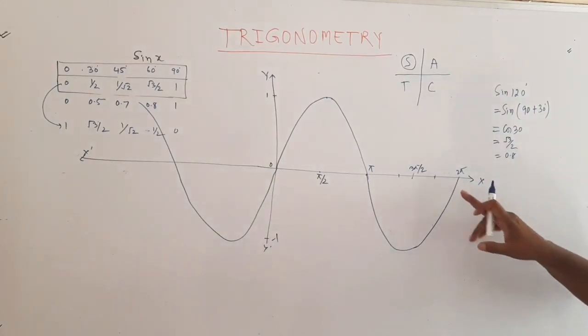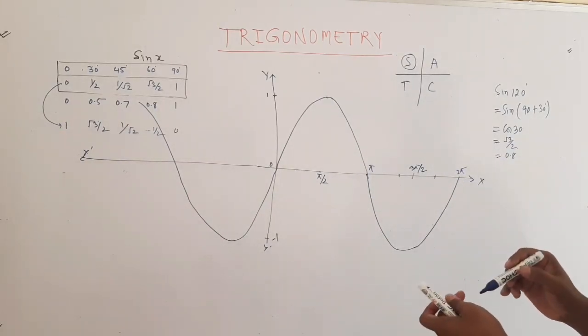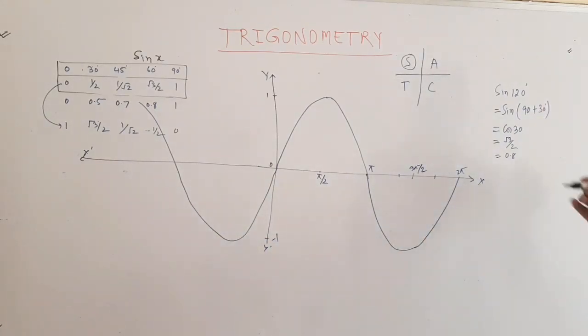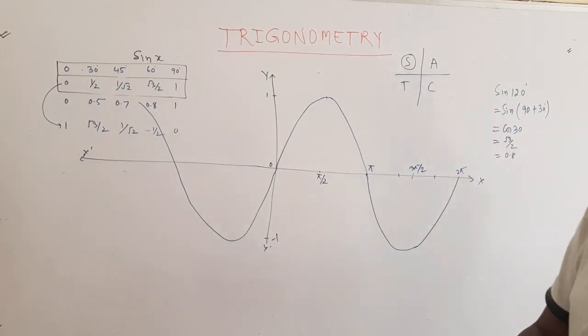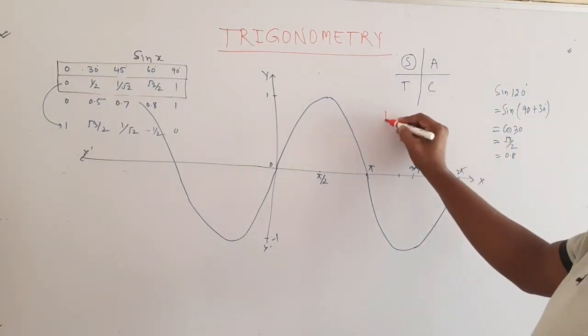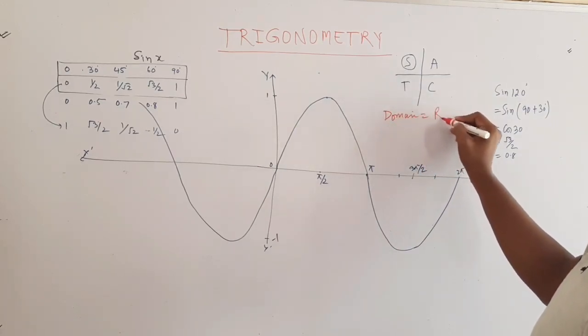So the periodicity is 2 pi, and the domain is the set of possible values on the x-axis that it takes. You see it takes everything. So we have the domain as the whole real line.